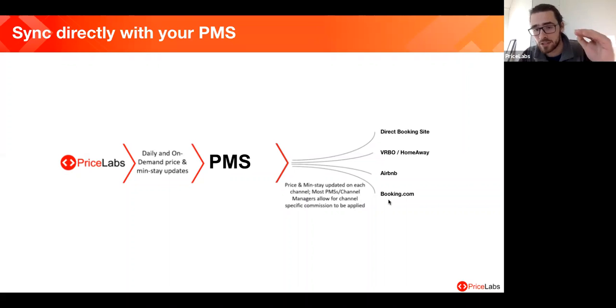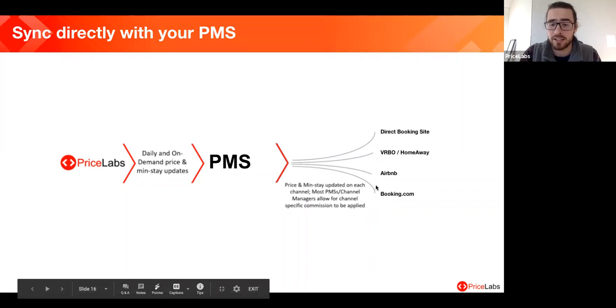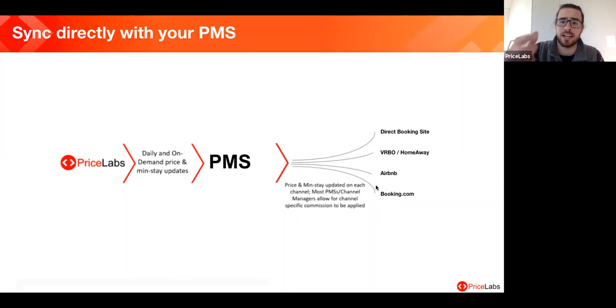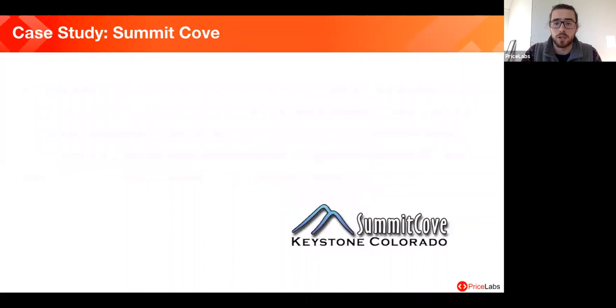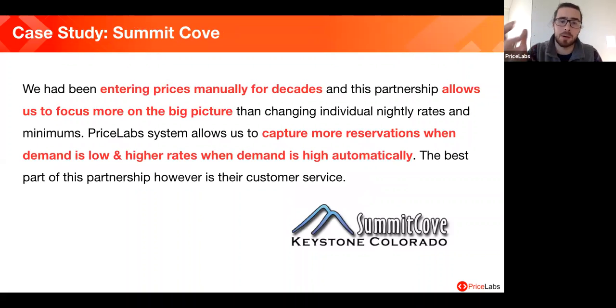The one thing to note with these OTAs is any discounts that you have on them. So let's say you have a last minute discount set in Airbnb or an early bird discount, those would still apply on top of the rates that get sent to the OTA. So if you're discounting in PriceLabs, beware that the OTAs can also discount on top of those rates that we send over.